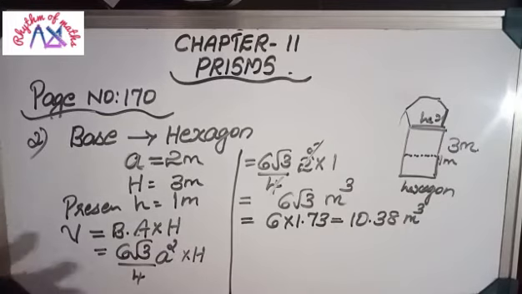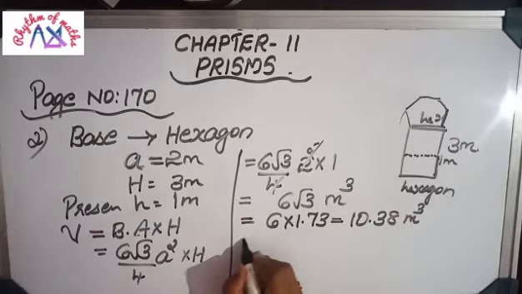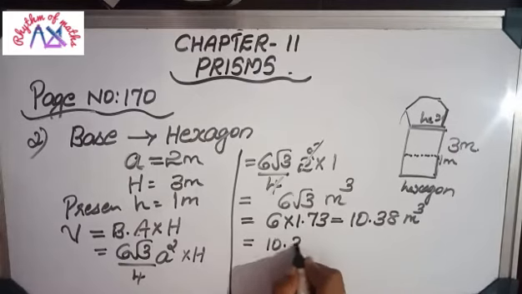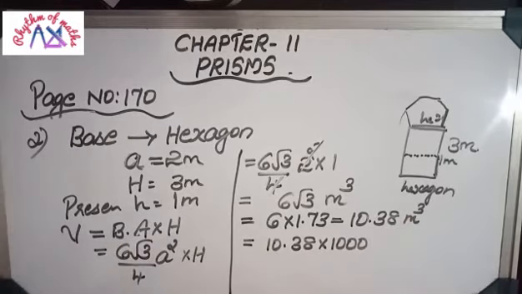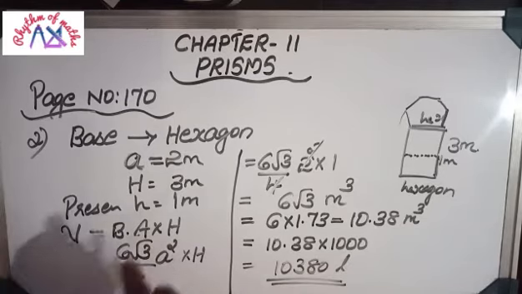Now to convert this meter cube into liter, 1 meter equal to 10 liter. So meter cube means 10 into 10 into 10, that is 10.38 into 1000 we need to do. Meter cube means 3 m are there, m into m into m. So 1 m means 10 liter. So into 1000 we need to do. That means 10,380 liter. Okay, this is the quantity of water at present in this hole with height as 1 meter. So this is the answer in liter for question number 2.